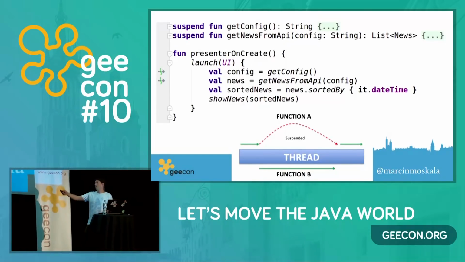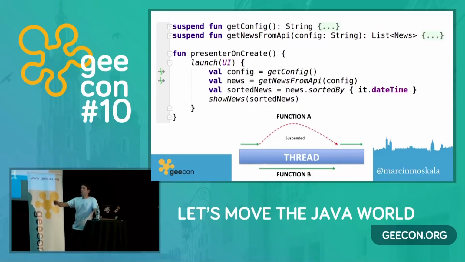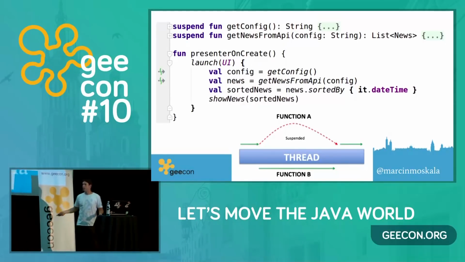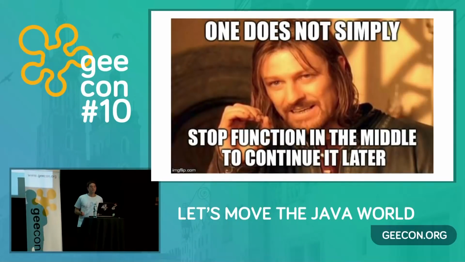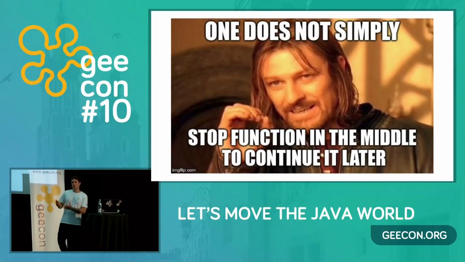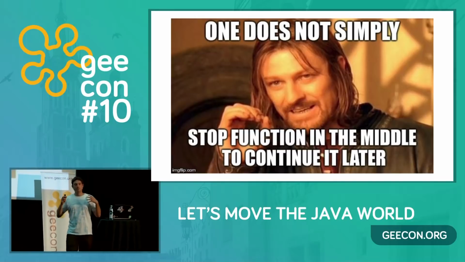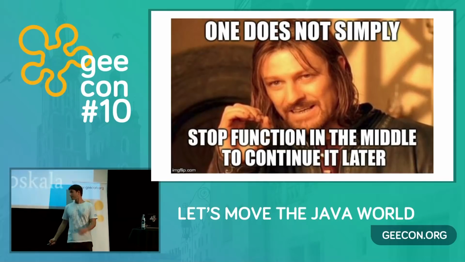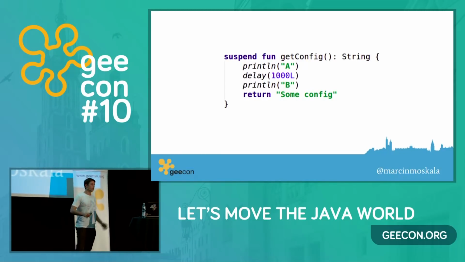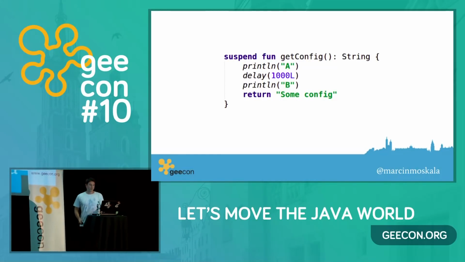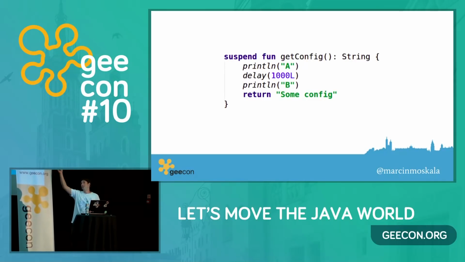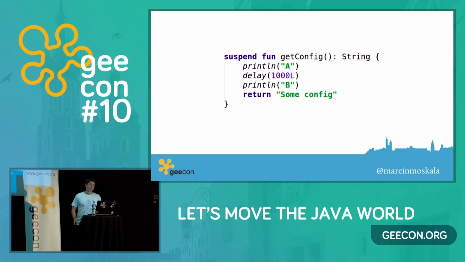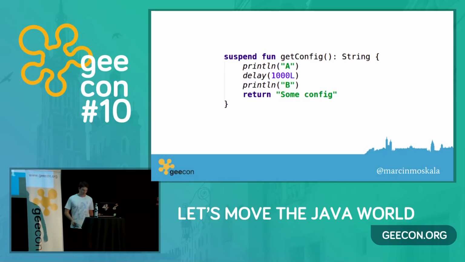When you look at that, you go and run on a UI thread, and then you release this UI thread, and you get back to that, and you continue, you might say that one does not simply stop a function in the middle and continue it later. This is something that is obvious for developers, but since Kotlin Coroutines, it is not anymore. I will show you how it works under the hood on this simple example. This is the getConfig function. It just does some printing, waits a second, prints something else, and then returns some string.